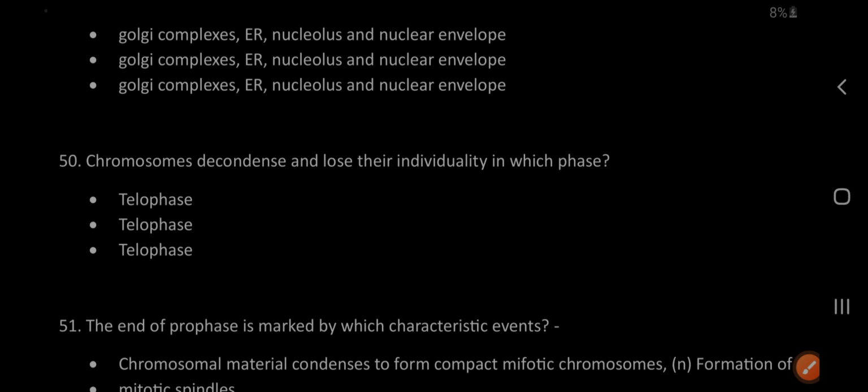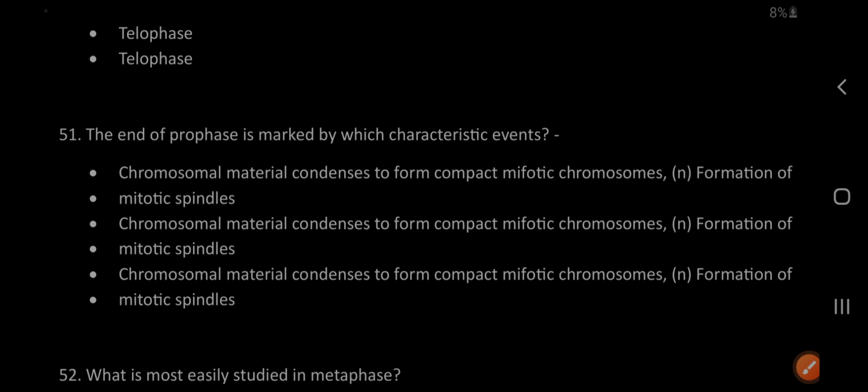Chromosomes decondense and lose their individuality in which phase? Telophase. The end of prophase is marked by which characteristic events? Chromosomal material condenses to form compact mitotic chromosome.